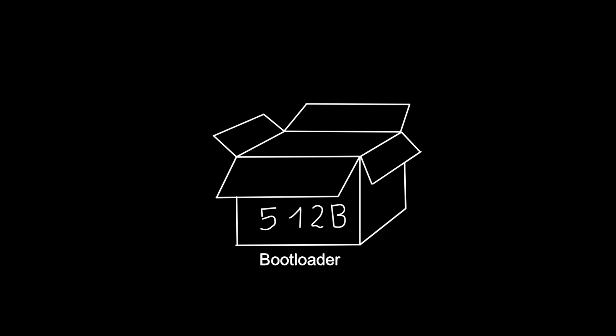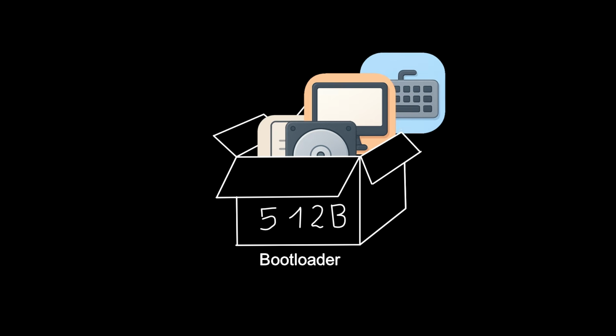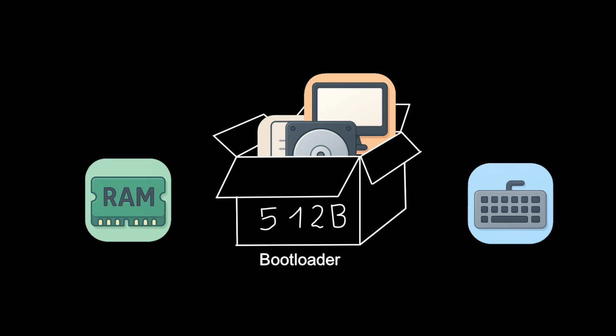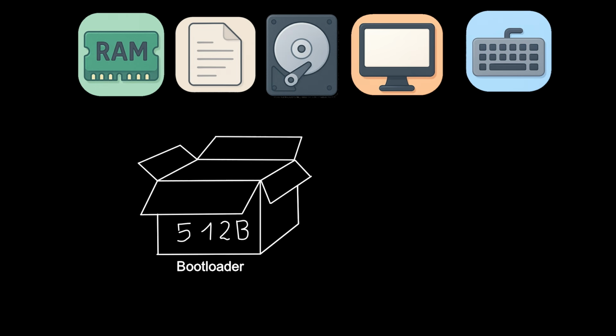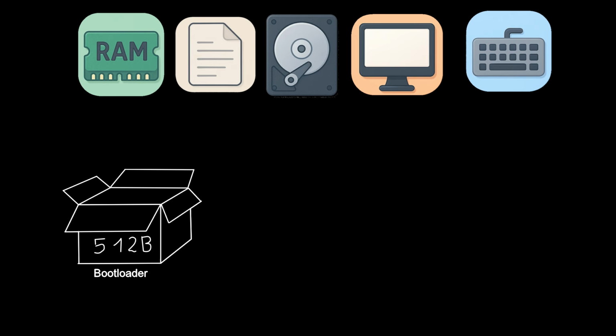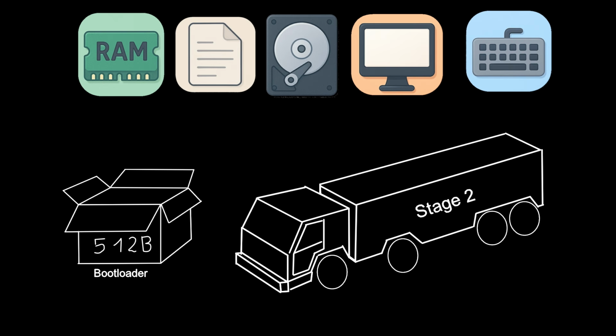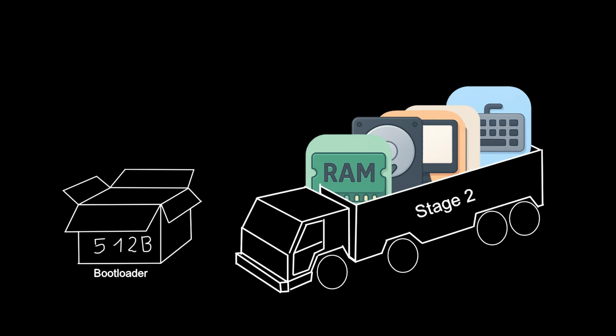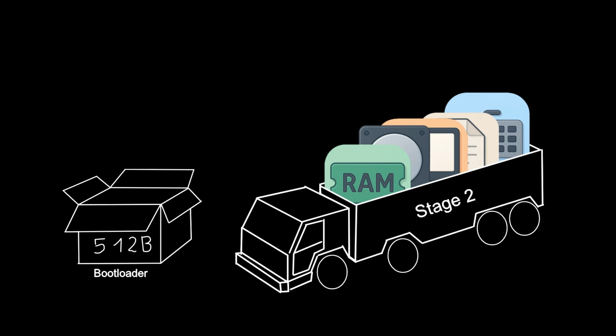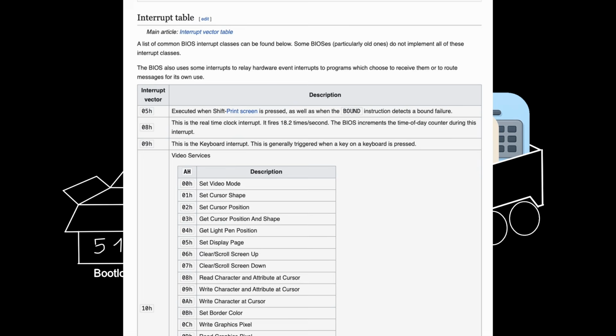512 bytes is not enough to do all the initialization. We need to initialize the hard drive, file system, graphics, keyboard, memory management. That's a lot for 512 bytes. So we need a way to remove this constraint. To do it, we will use our bootloader to only load our stage 2 loader, which does not have a size limit. This stage 2 loader will then initialize everything we need to start our operating system.